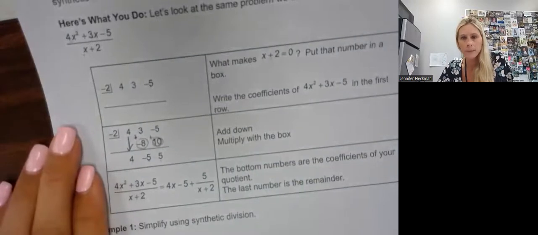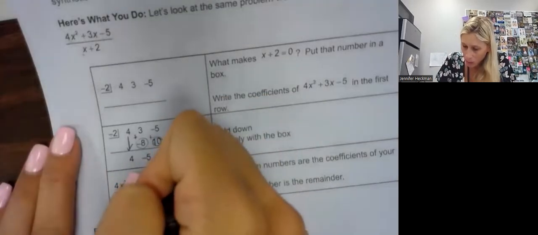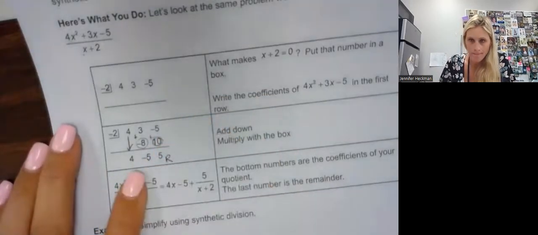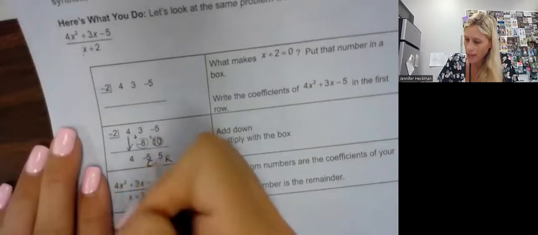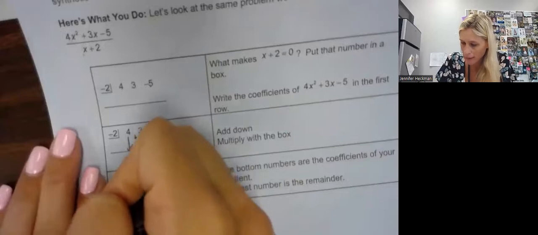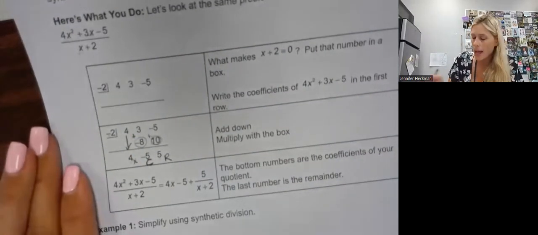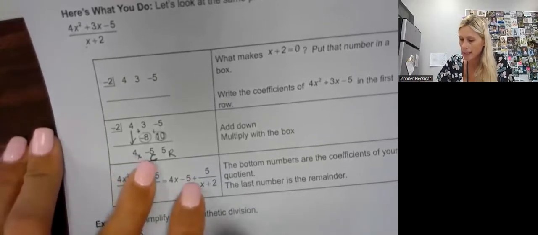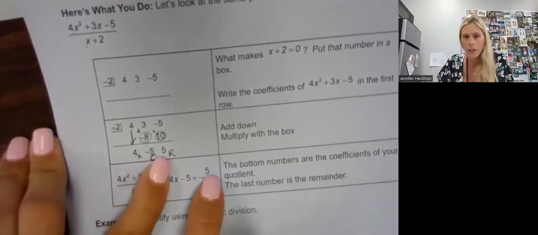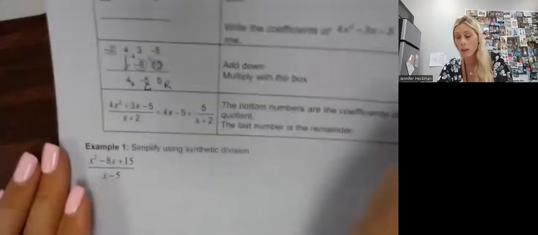Can you see those numbers? Now, how does that help us? Well, this last term will always be your remainder. The next term will be your constant. And the next term after that will be your x squared, and so on and so forth. And that is why our answer is 4x minus 5, remainder 5. And that's what we got for an answer on the other long division.